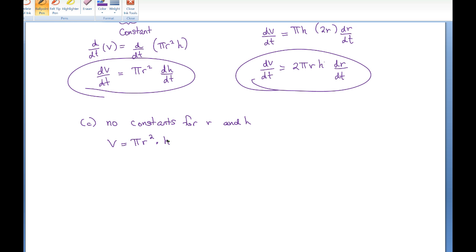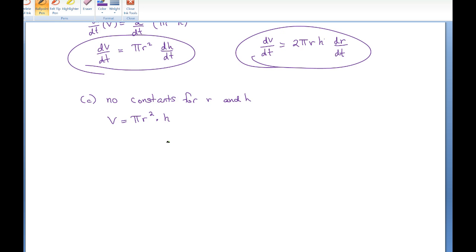Wouldn't it be easier to put h with the pi? Sure, it makes absolutely no difference. But if you prefer that, then okay. So we're going to do d/dt of both sides. You really do get the same thing. Whether you pair the pi with the r squared, I just kept it in that order. So the left side is dV/dt.